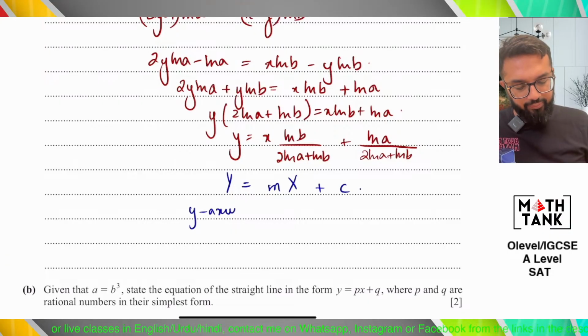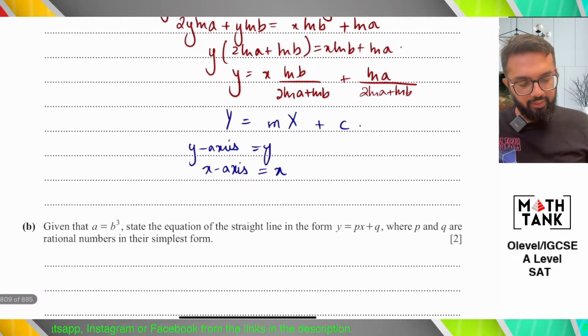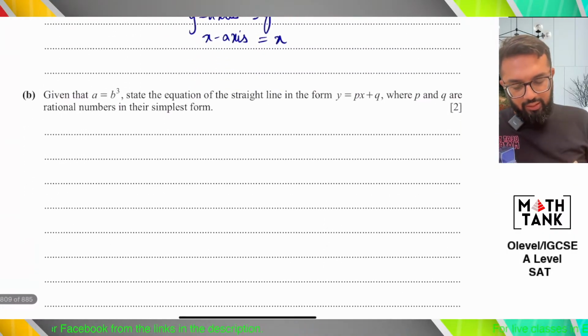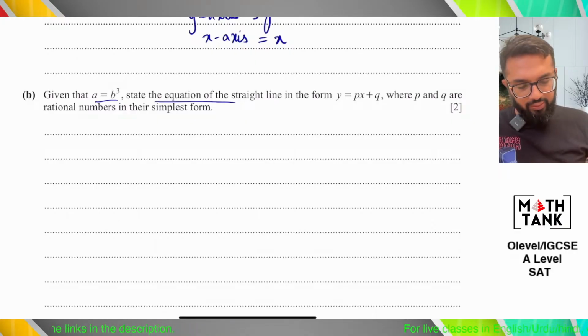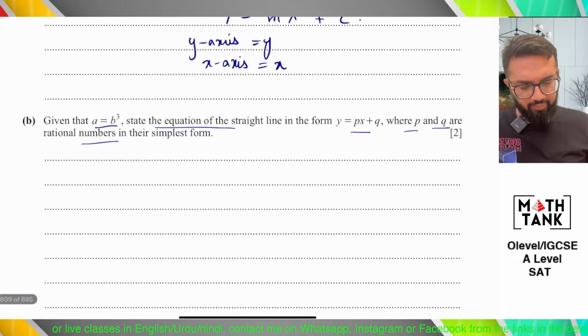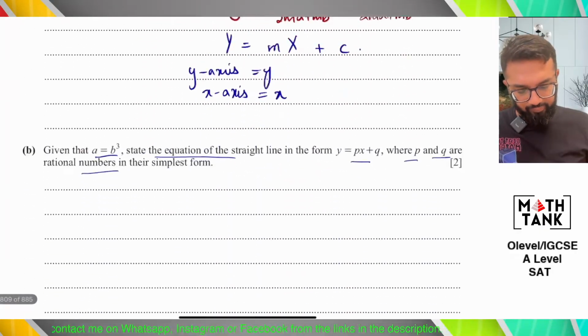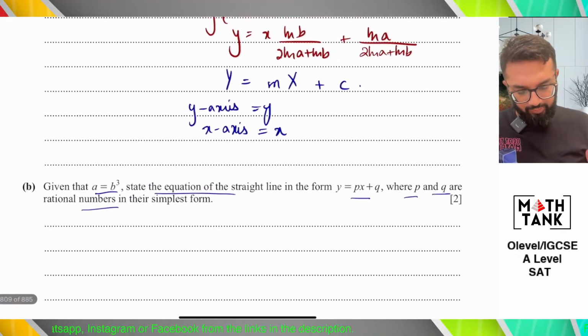Y-axis is y, x-axis is x. Okay, and I have m and c in front of me. Given that a equals to b cubed, state the equation of the straight line in the form y equals to px plus q, where p and q are rational numbers in their simplest forms. Okay, so why don't I just do this? I have the equation in the straight line.